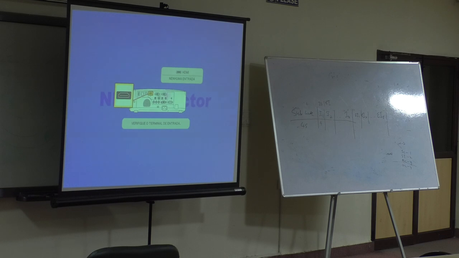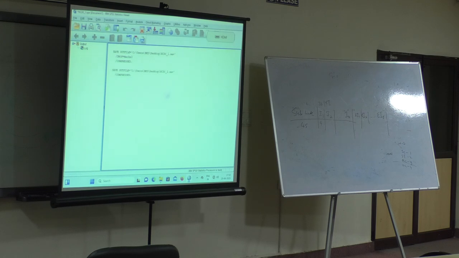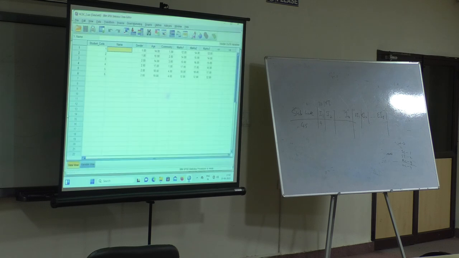Right, so now we are in the output file. From the output file, you are able to see this icon. If you press this, you will go to the data file. What I will try to do is find the total of all these 3 marks: marks 1, marks 2, plus marks 3. How to find the total of these 3 marks?